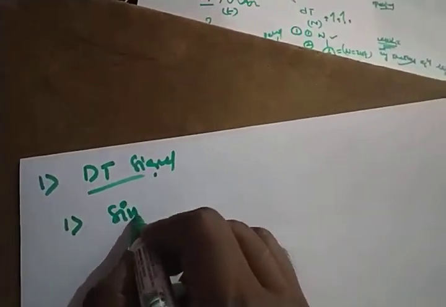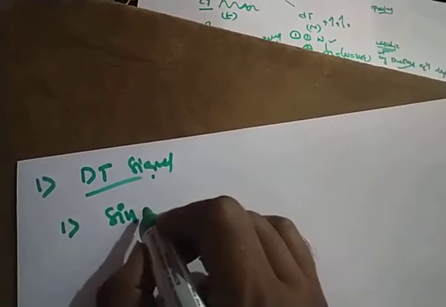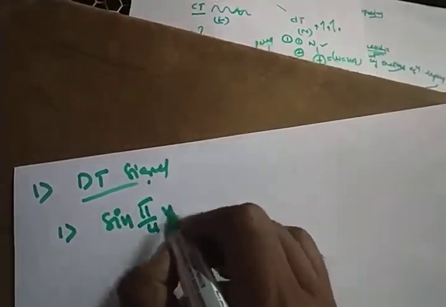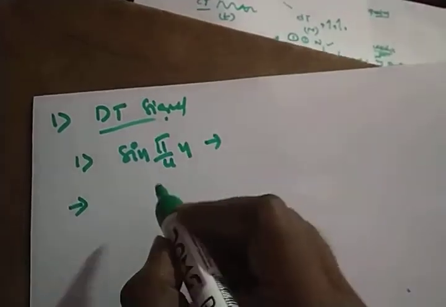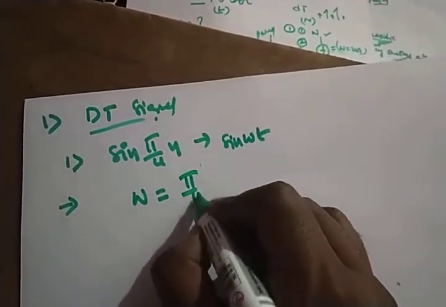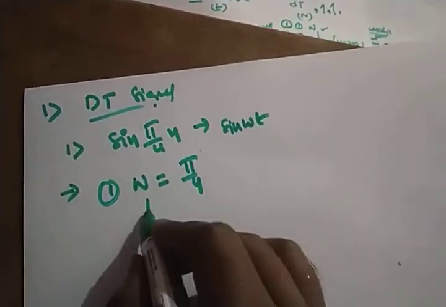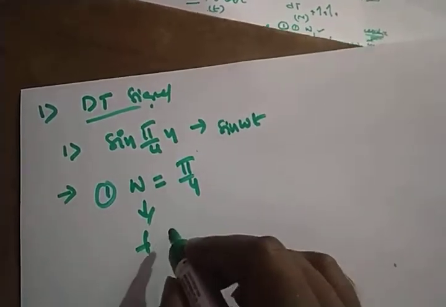The first problem is given: sine of pi by 4 n. Check whether the signal is periodic or not. So first, what is the step? Find out the omega value. This is in the form of sine omega t, so what is the omega? Pi by 4. So the first step is over. From that you have to find out the frequency. So what is the frequency?